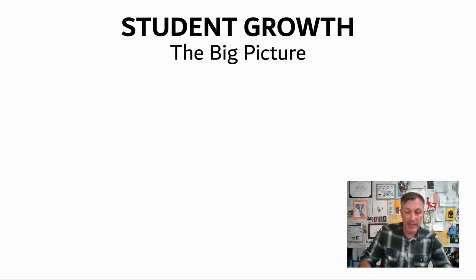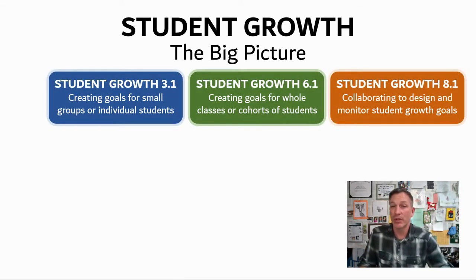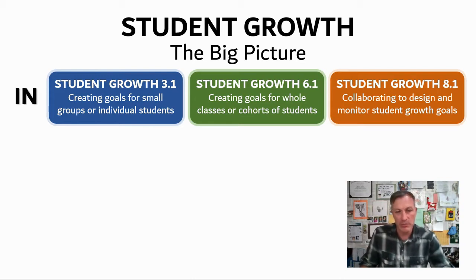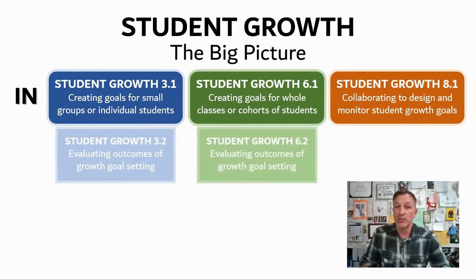Let's start by reminding ourselves about the big picture. With our student growth teacher evaluation, there's always been student growth 3.1, 6.1, and 8.1, which are about the goals that we create and how we collaborate to set goals for our students. Those are often referred to as the inputs. Those are the things that we put into our system, so to speak. This video is going to be focusing on 3.2 and 6.2, which is the output, how we evaluate the outcomes of those goals that we set and put into practice in our classrooms.